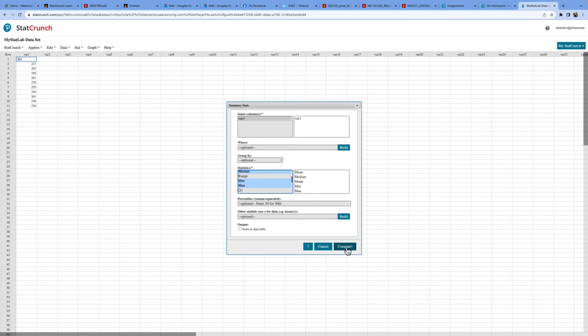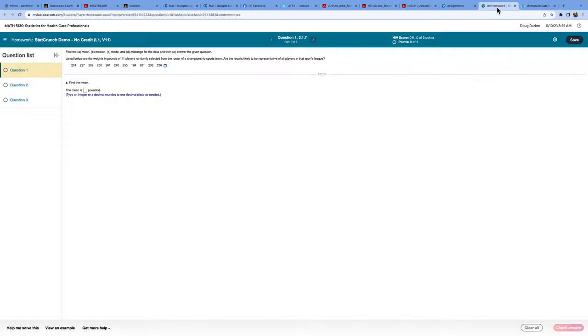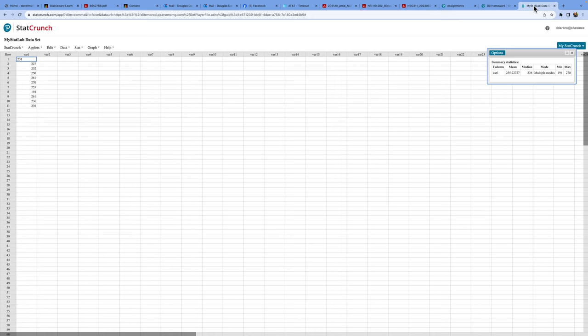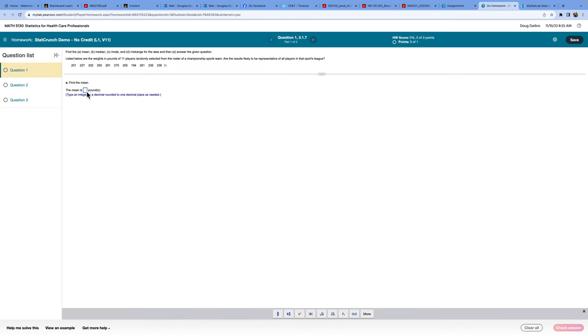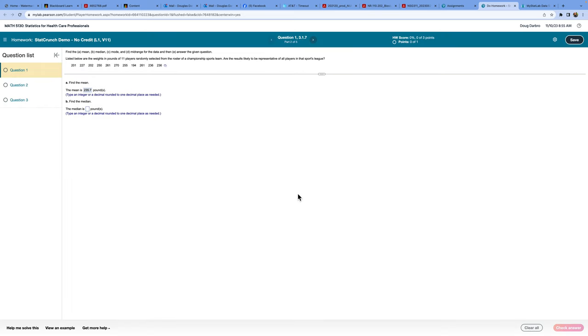So let's compute these. So we can see that the mean, let's go back to the homework, and it says to round to 1 decimal place. So 235.7. Come down and check answer. You get unlimited tries at this. There's no set number of tries.